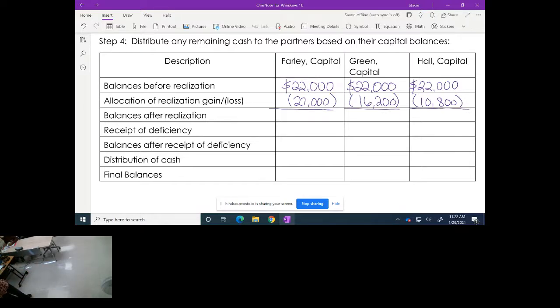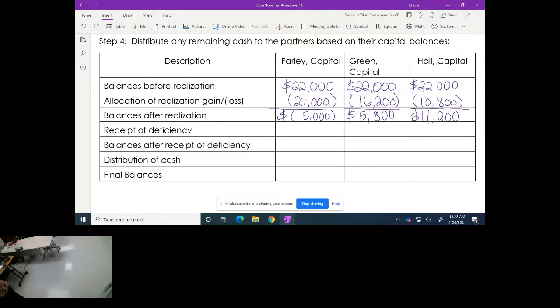What does Farley have? Negative 5,000. That's not good. That means there's a deficit or a deficiency. How much does Green have? 5,800. Green has 5,800, and Hall has 11,200. 11.2. Okay. So there's two ways this could go.